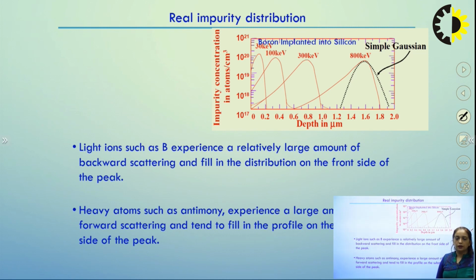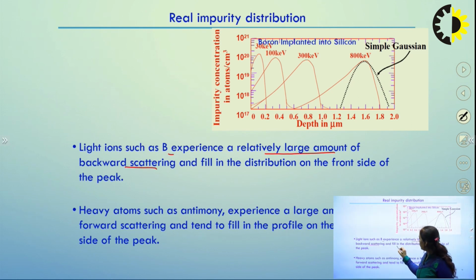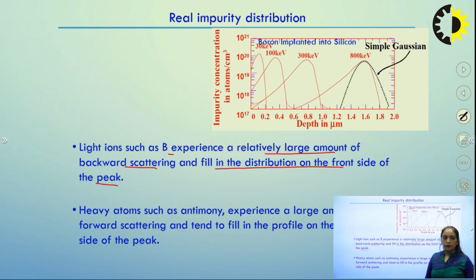It is a very light material, and light ions such as boron experience a relatively large amount of backward scattering, which fills the distribution on the front side of the peak, right? So when we implant boron, we don't actually need much activation energy. In the graph, this is the depth in micrometers, and here we have the impurity concentration. When we implant boron at different energy levels, we get almost this kind of Gaussian profile.